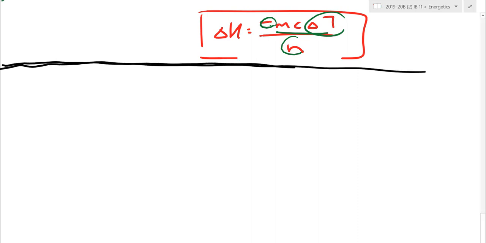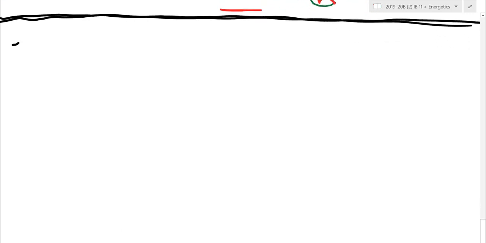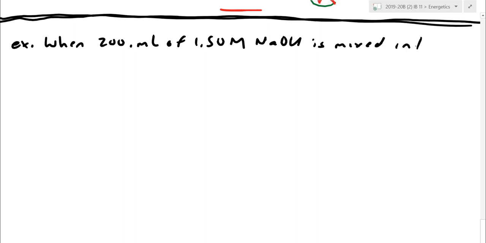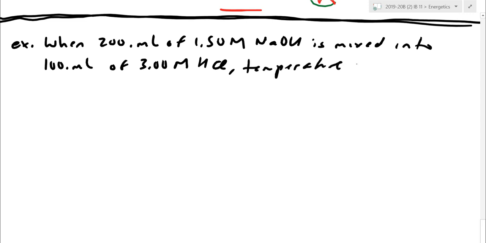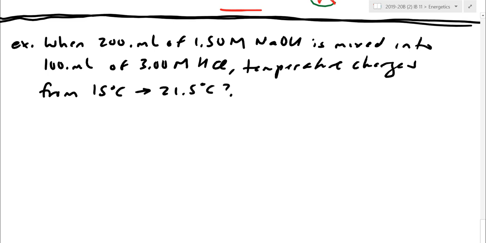This one here is a little bit longer of a question, so just be prepared for this. We're going to do a neutralization style question. When 200 mL of 1.5 molar NaOH is mixed into 100 mL of 3 molar HCl, the temperature changes, right? That's what the thermometer is reading experimentally. Temperature changes from, let's say, 15 degrees to 21.5 degrees. I'm totally making up these numbers here. If you really looked up the neutralization enthalpy, it's probably different. I wrote this out how you would see in a regular grade 12 problem.